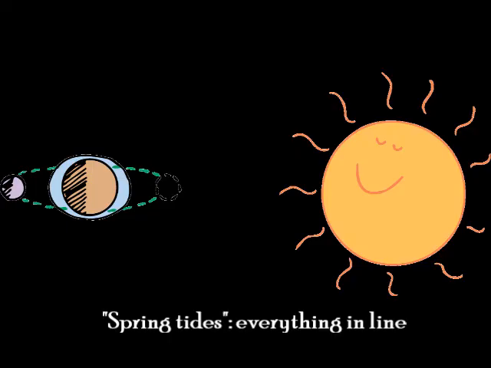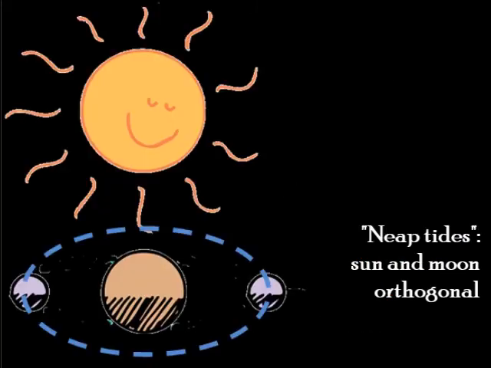When it so happens that the sun and the moon are both in the same direction relative to the Earth, the sun adds its pull to the moon's, and we get what's called spring tides: higher high tides and lower low tides. When the sun is pulling one way and the moon is pulling another, we get neap tides, where the differences are less dramatic: lower high tides and higher low tides.